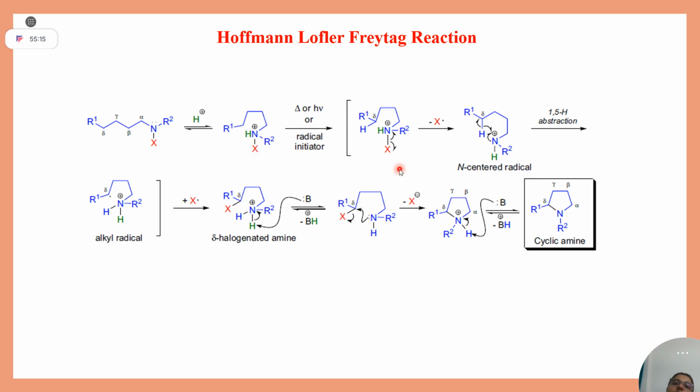Now H nu is given. So you see alpha, beta, gamma, delta. It is like your Barton reaction, yes or no? Let me write here, alpha, beta, gamma, delta. So delta hydrogen abstraction.